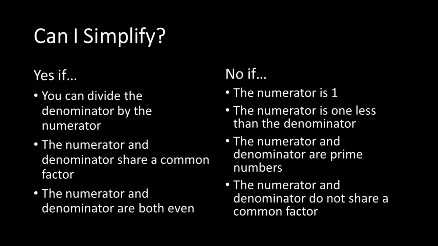So when can you simplify? You can simplify if you can divide the denominator by the numerator, if the numerator and denominator share a common factor other than 1, and if the numerator and denominator are both even. You can't simplify if the numerator is 1, if the numerator is 1 less than the denominator, if the numerator and denominator are both prime numbers, and when the numerator and denominator do not share a common factor.